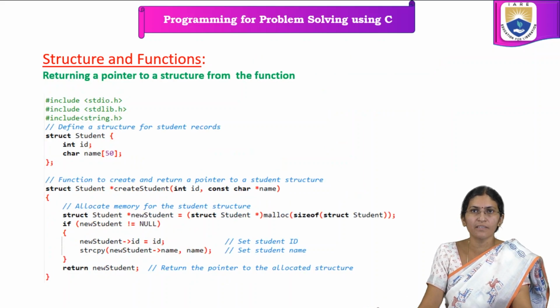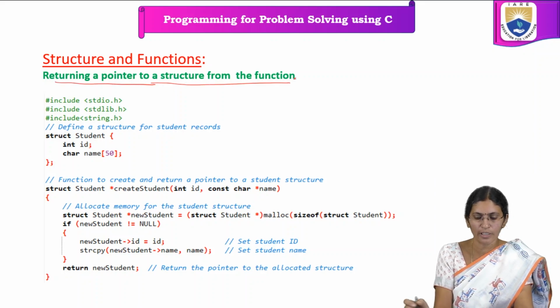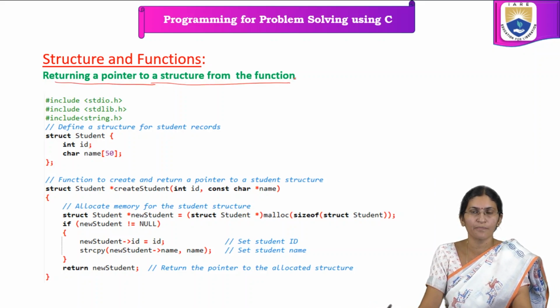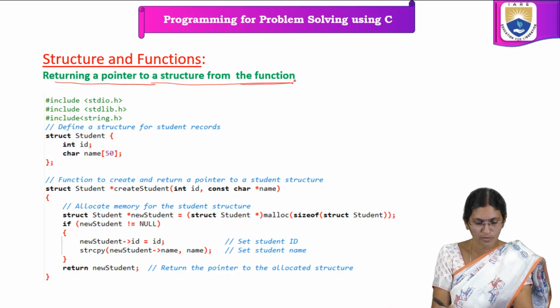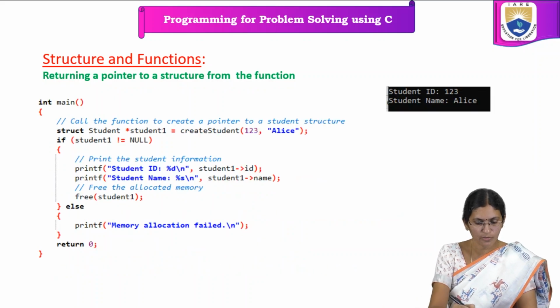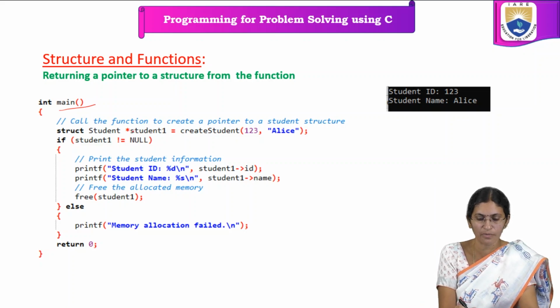Now the next one is structures and functions. Let us see one more program: how to return a pointer to a structure from a function. This is the program. First we'll see the function. In the main function, we have defined a structure variable, and we have a pointer variable.